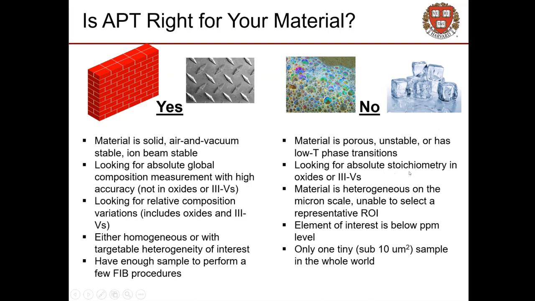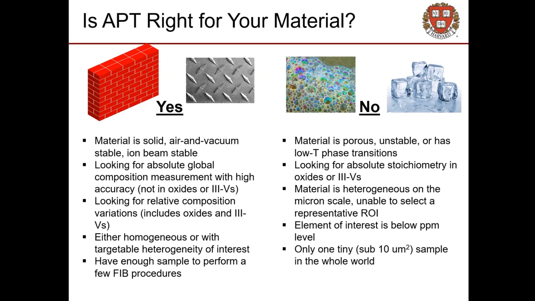It is not necessarily appropriate if you're looking for absolute stoichiometry in oxides or 3-5s. It is difficult if your material is heterogeneous on the micron scale, because it is very difficult to capture all of that heterogeneity in one atom probe measurement. You'll have to do either very many of them or know a great deal already about your material and select the most important area. It is not ideal if your element of interest is present below the part per million level.